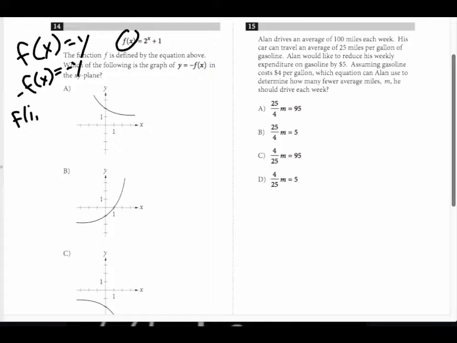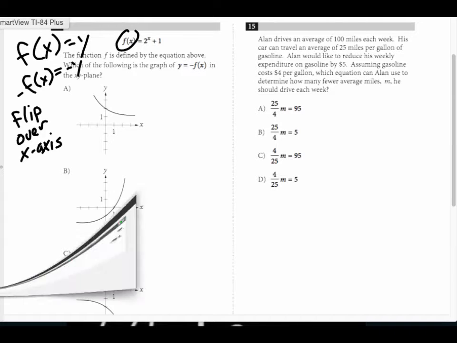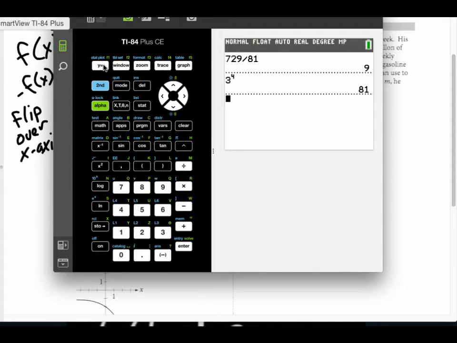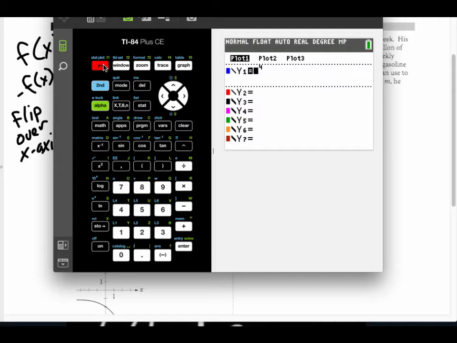And so when we change the y from positive to negative, we're going to flip over the x-axis. And so the key here, we don't necessarily have the graph of this, so let's look at the graph of that function. So I'm going to say, let's clear this out.